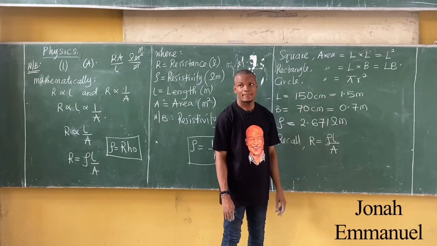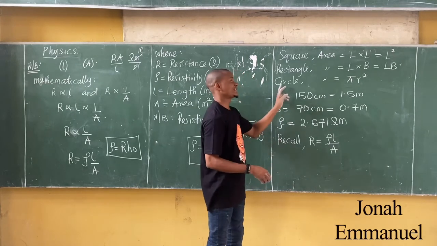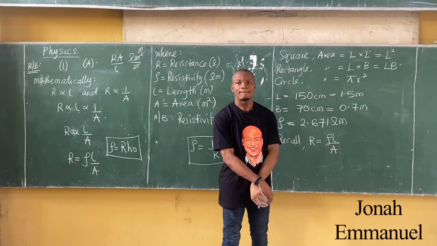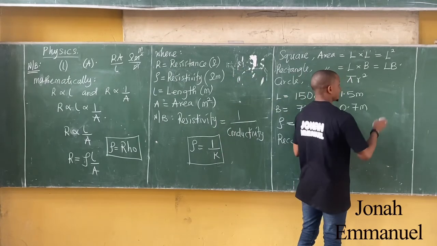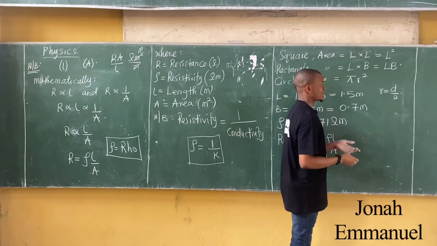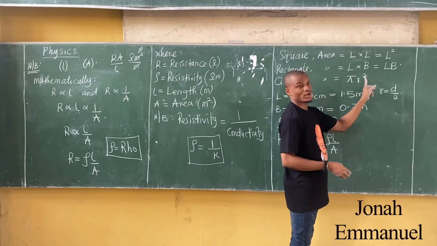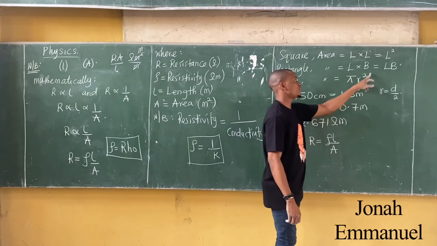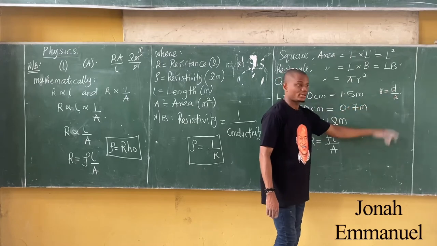Take pi r squared. Now, what if they give you the diameter? Let's say I'm given a circular conductor and a diameter. What will be your formula using diameter? The relationship between diameter and radius is that radius is equal to half of the diameter. So you simply divide the diameter by 2, you get the radius, then square it, and use pi r squared. If I'm given diameter instead of radius, divide the diameter by 2 first, and then take your pi r squared.